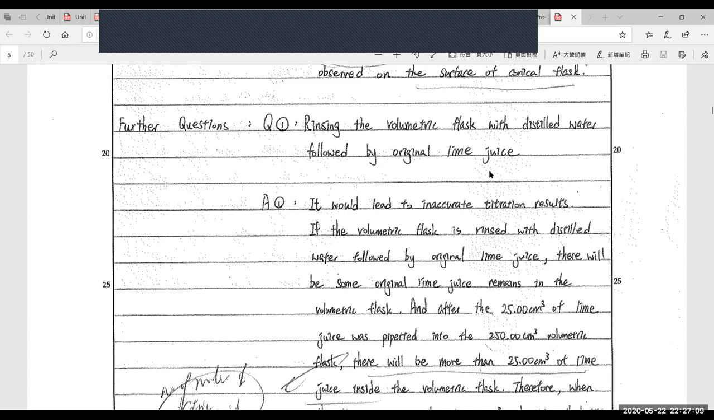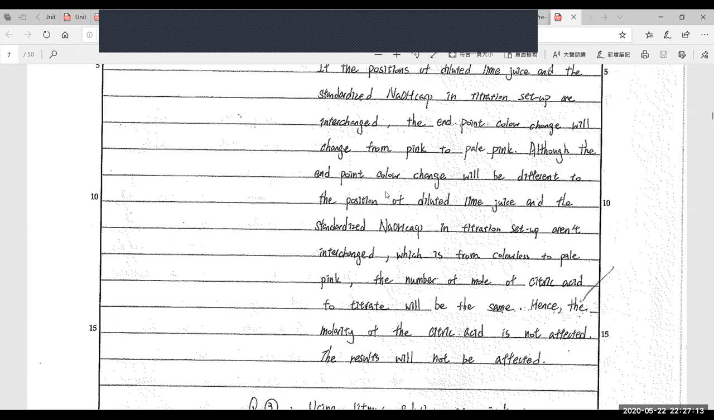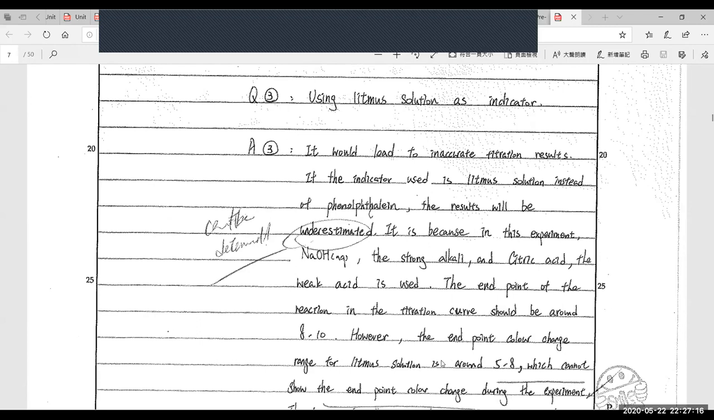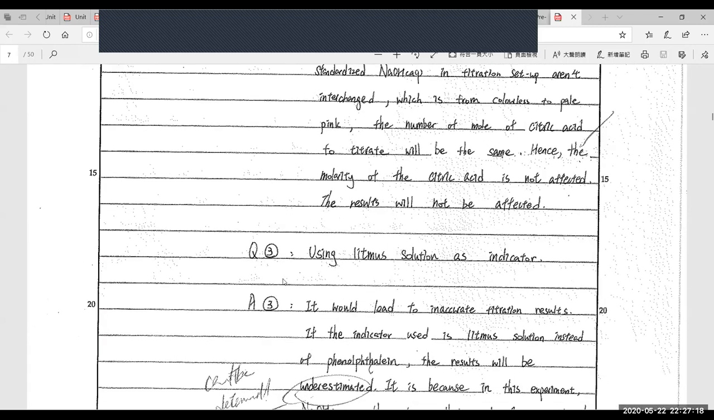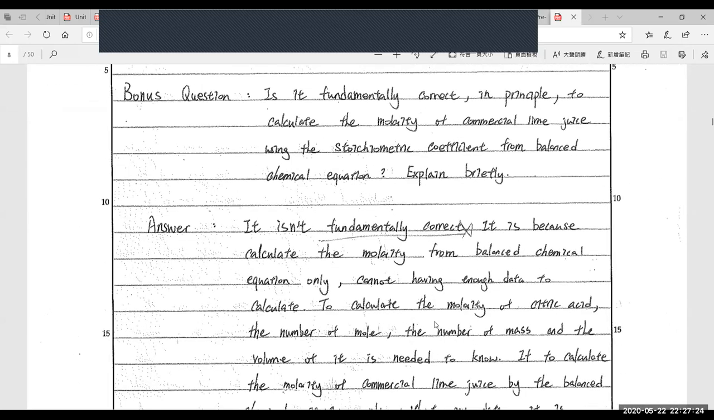And for the further questions, question one, can you see that? I just randomly pick those questions and you have to answer that. The question two, randomly picked and you are going to answer. And here comes the end. Oh, we have got three, sorry. Last year, I just picked those three, and you need to answer. And last year I also gave you some bonus questions.